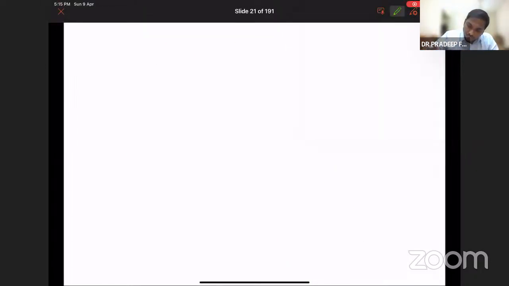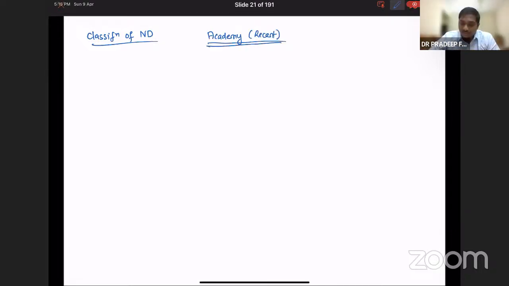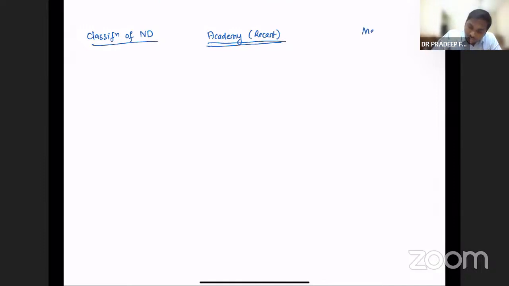Now, classification of neck dissection. There are several names for classification of neck dissection. It's given by the academic classification. There's the recent one. This academic classification, and the older one is called the Medina classification. Nowadays, we are not using the Medina classification. Both are almost the same.